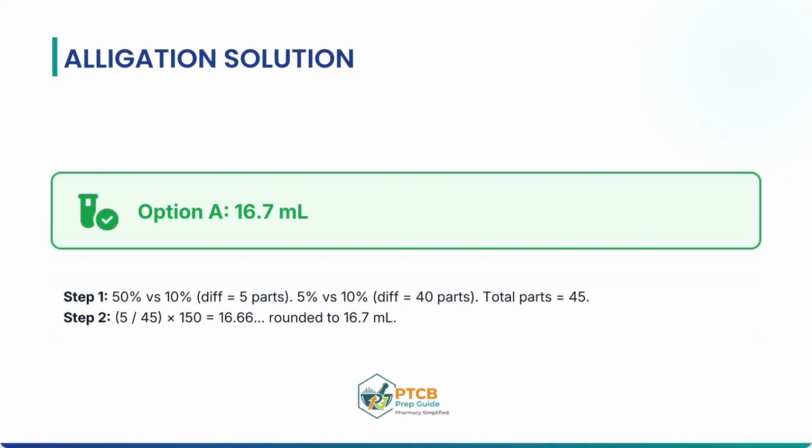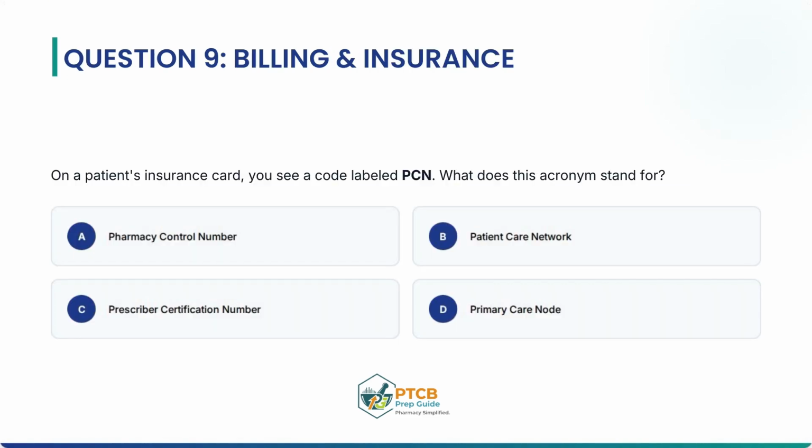This is a classic alligation problem. By setting up your grid, you find you need 5 parts of the 50% and 40 parts of the 5%. That is 5 parts out of 45 total parts multiplied by 150. Turning our attention to question number 9.